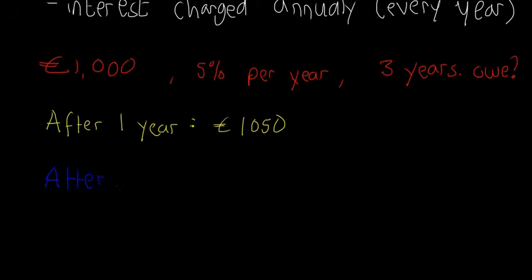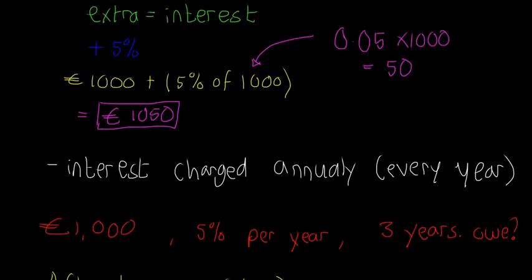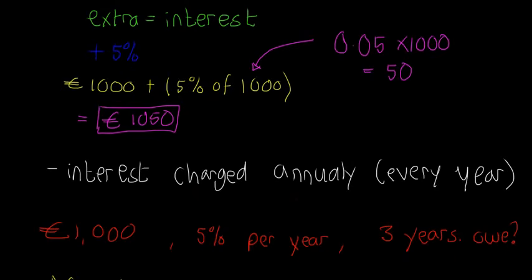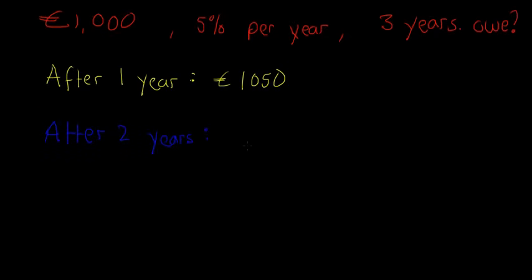So they'll say that after 2 years, we owe the bank 1,050 plus another 50. Okay, but that's not how compound interest works. So you don't take 5% of the original loan amount. What you do is you take 5% of how much you owe now. So I'll show you what I mean by that.